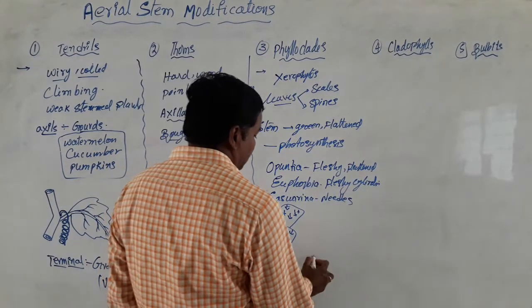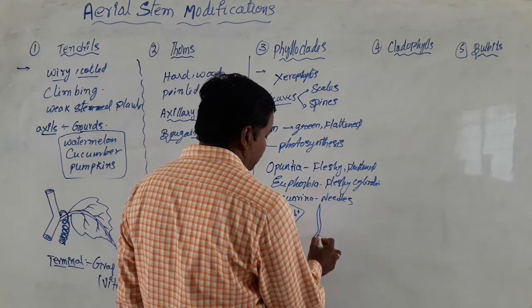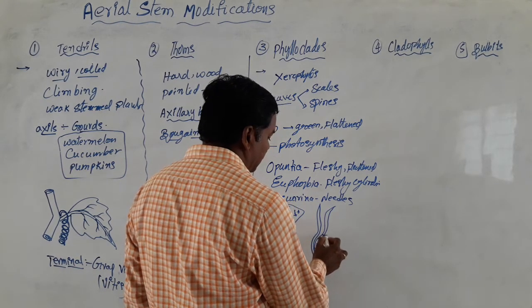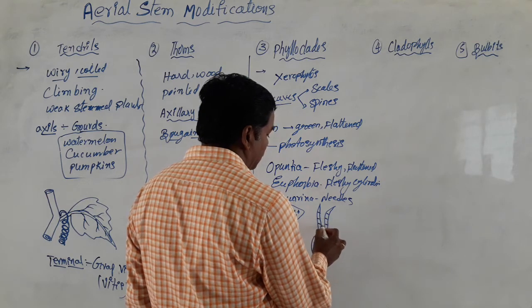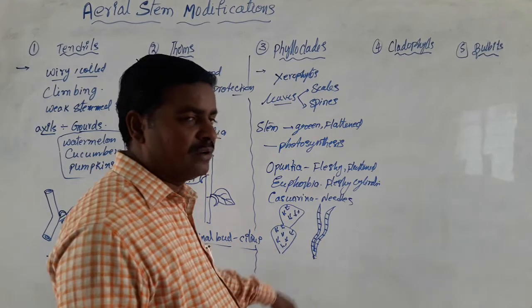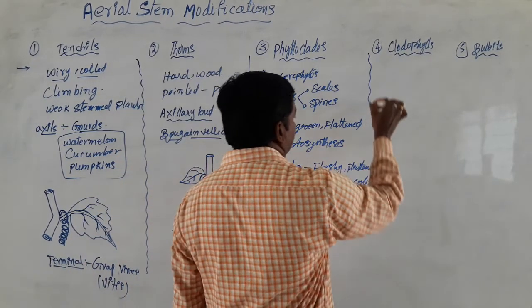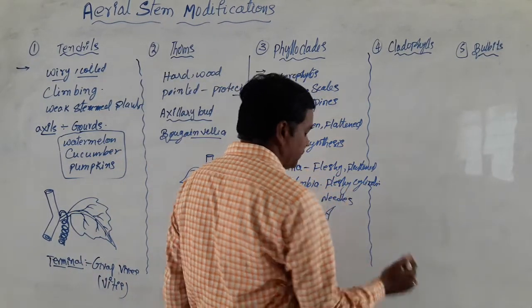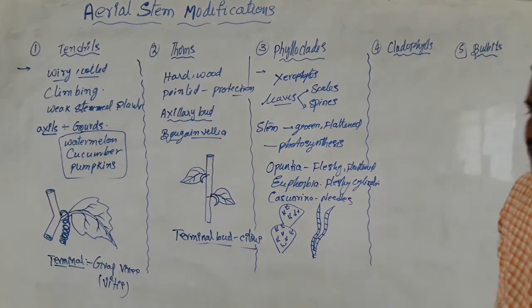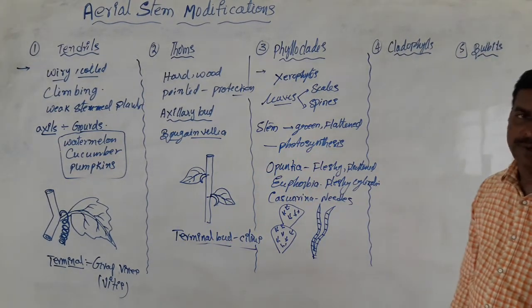But in the case of Casuarina, this is Casuarina, leaves are modified into scale leaves, and needle-shaped phylloclades maintain photosynthesis. So these are specialized for the photosynthetic process in xerophytic plants.